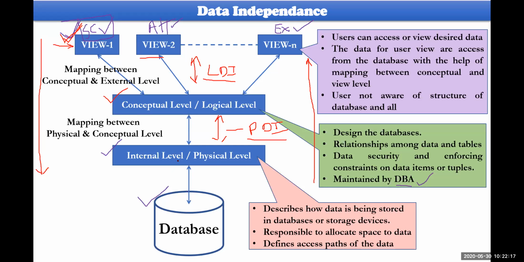Okay, if any modification happens at the physical level, it must be reflected at the conceptual level. Obviously, it must be reflected at the view level, or let me say the external level. Whereas if any modification happens at the conceptual level, that must be reflected in the external level. So in the bottom-to-up approach, data independence is not followed, whereas in the top-to-bottom approach, data independence must be followed. That is what you need to consider.